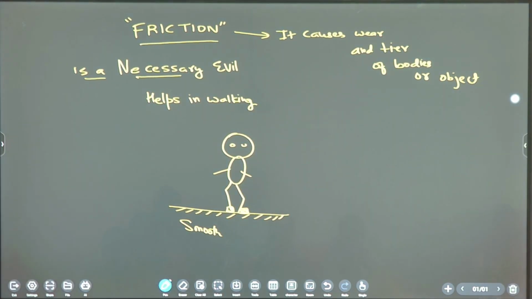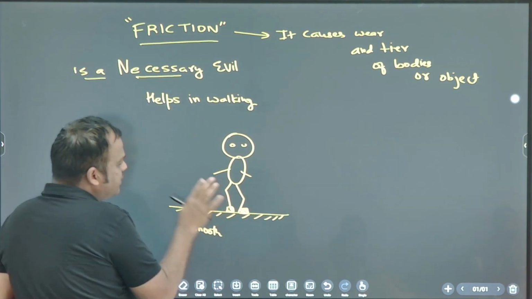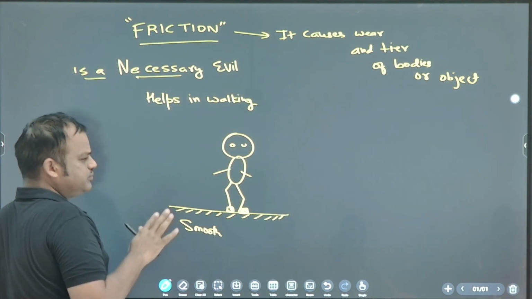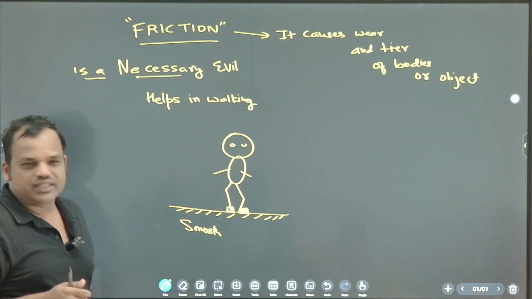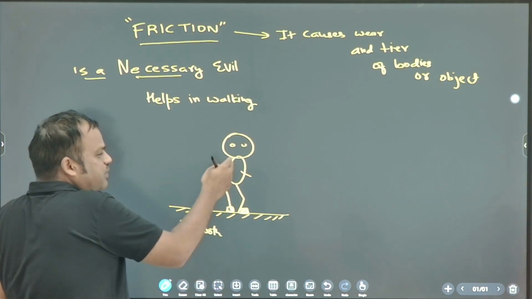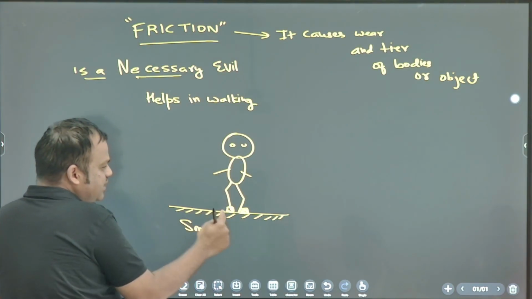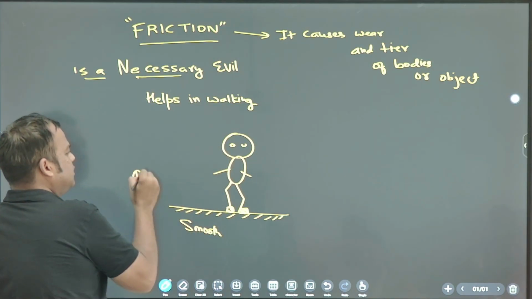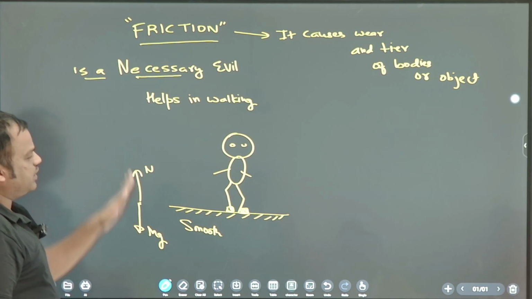Now just imagine this chair. This chair cannot go to the right side. You have to push it, right? So this person wants to go right side. Is there someone pushing it from behind? No, there is no person here, and it is a smooth surface. So this person cannot go right because the only forces it can experience are normal upward and mg downward.